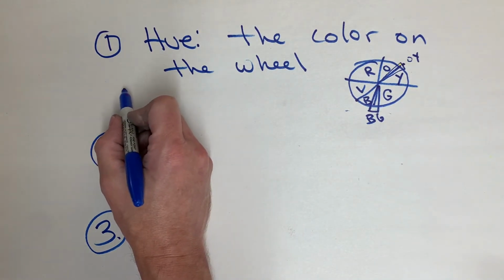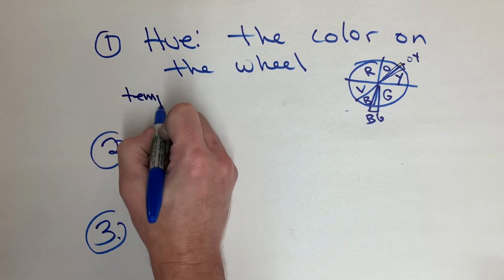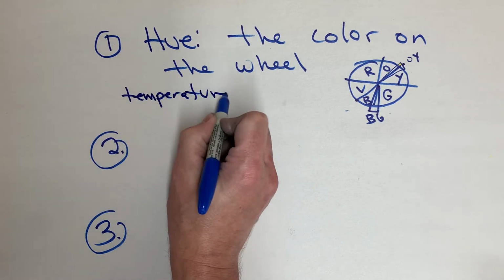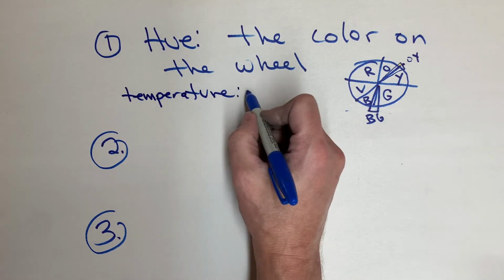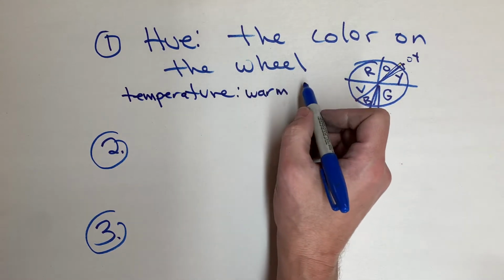Some people like to describe hue as a temperature. So for example, red, orange, and yellow hues tend to be warmer, and violet, blue, and green hues are oftentimes referred to as cooler colors.